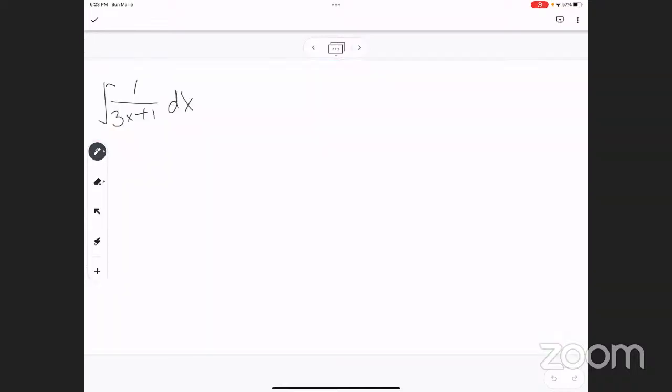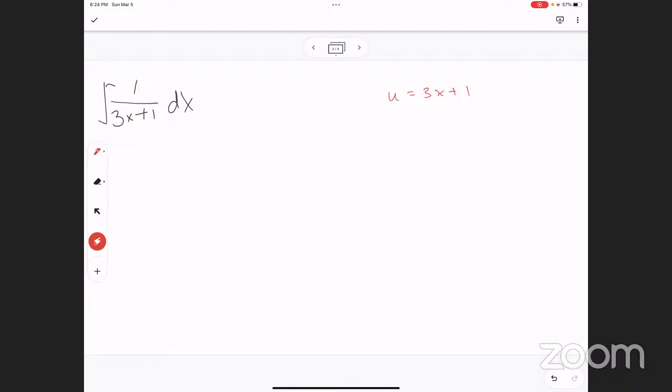So for this next one, we're going to do a similar thing, right? We're going to let u equal 3x plus 1. Why do you make it 3x plus 1 instead of something else? How do you know? Because in your head, you're thinking it's like a chess game. I know if I had 1 over u, I know what the integral of 1 over u is. It's just ln of u.